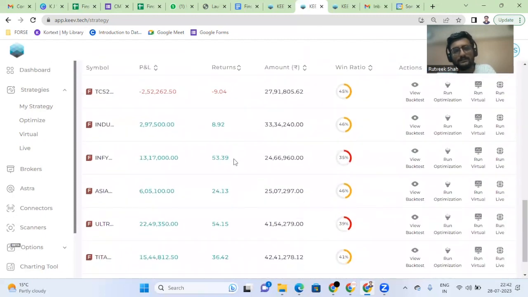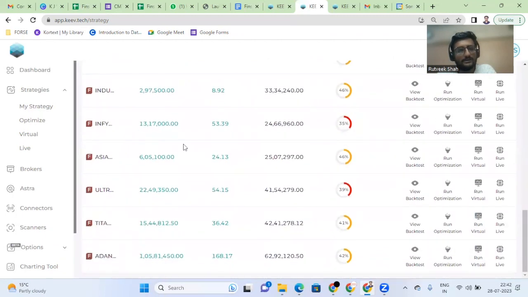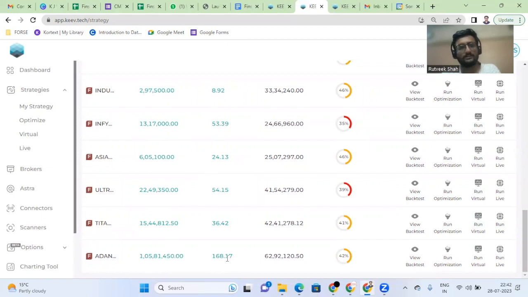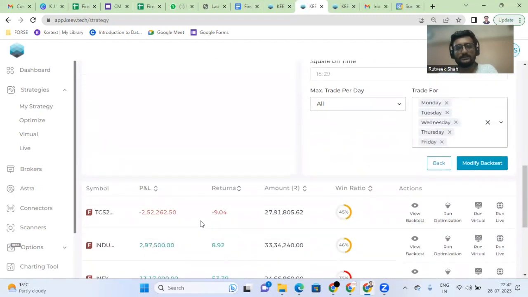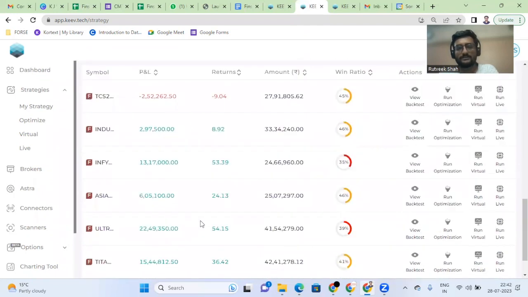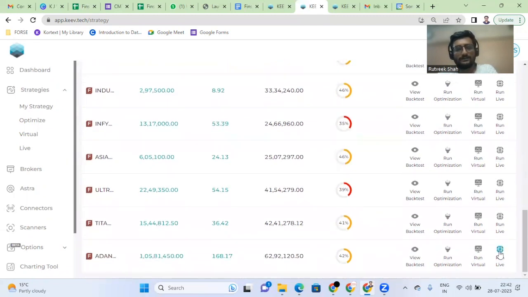TCS has not given as strong a return as we expected. Infosys, Asian Paints, Ultratech, Adani has given a very high return because historically, as we know, it is a fast moving stock in either trend. So if we follow a momentum and trend based strategy here, then it will be fruitful for us in the long term. So this is basically a brief template on how to form a strategy on KEEV and how to exploit the backtesting function here, as well as I'll show you how to run an option strategy here.